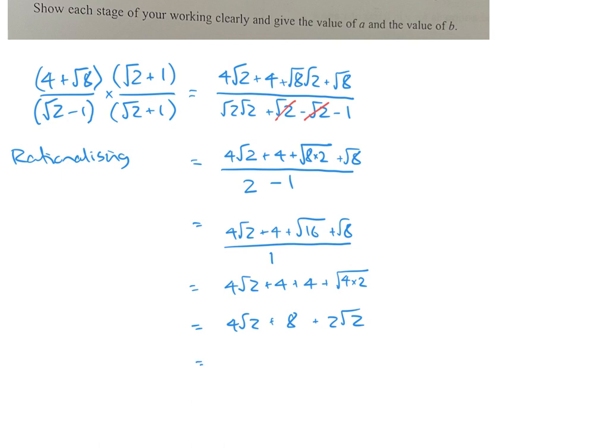And finally, now let's just rearrange and simplify. I'll put my whole number at the front, so that's 8, and then my surd part at the back, which is 6 root 2. 4 root 2 plus 2 root 2 is 6 root 2, and that is the answer.